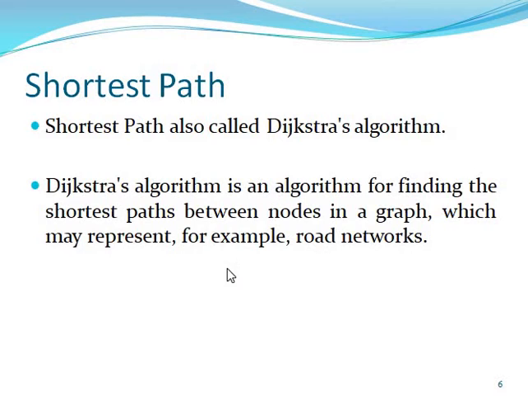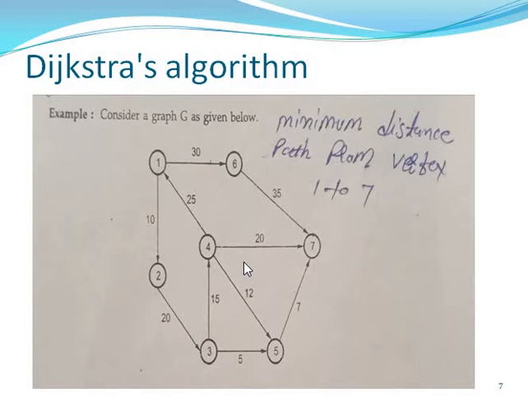For example, a road network. A road network is an example of the shortest path. For example, if you travel from one city to another city, you can easily see which is the shortest path. For example, you can travel from Ahmedabad to Bombay, and you can check the road network to see which path is the shortest. So this is the shortest path algorithm. Now we can start one example. You can see that this is the number of nodes.